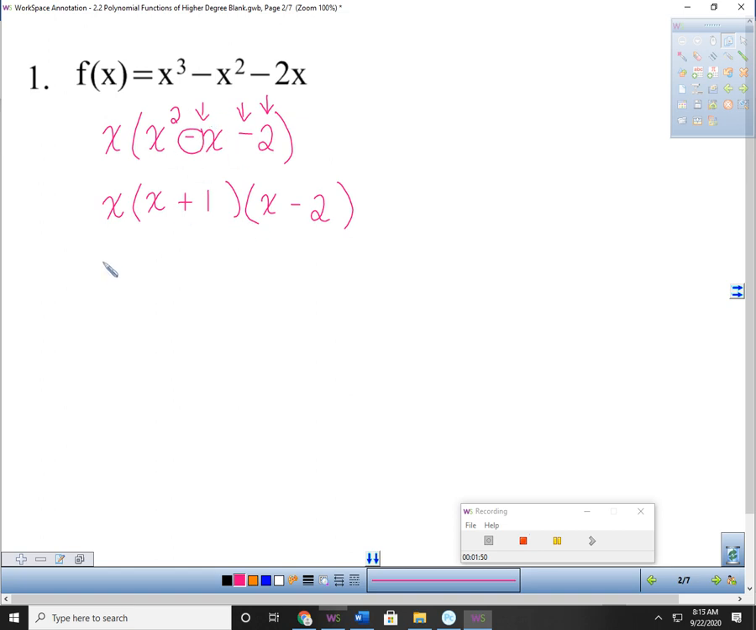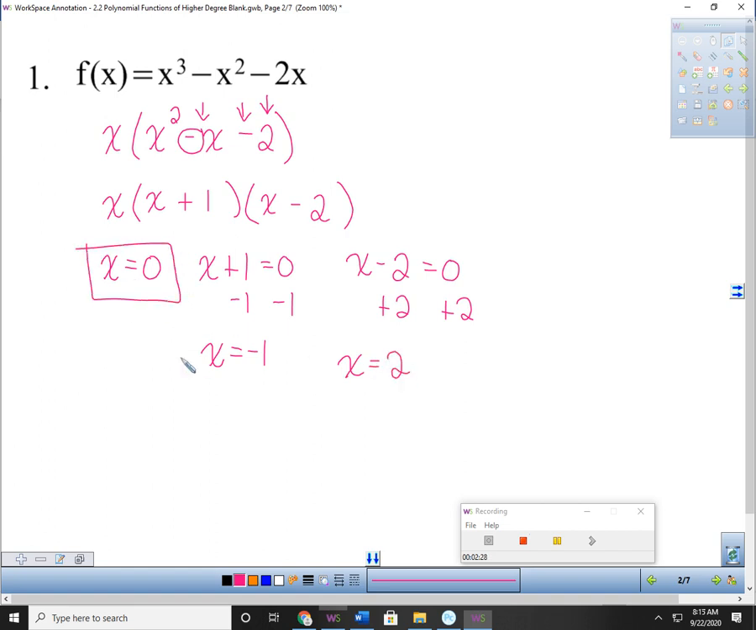So I'm going to take all three of these factors, the x, set that equal to 0, the x plus 1, set that equal to 0, and the x minus 2. And then I just solve for x. So I'm going to get x equals negative 1, and then I'm also going to get x is equal to 2. So I get x equals 0, x equals negative 1, and x equals 2.